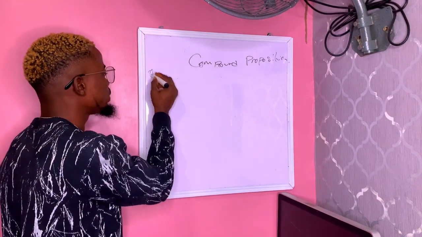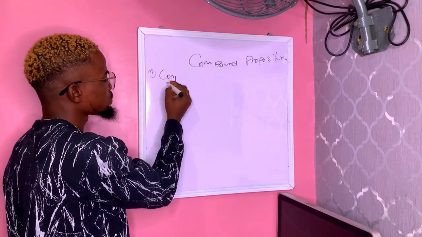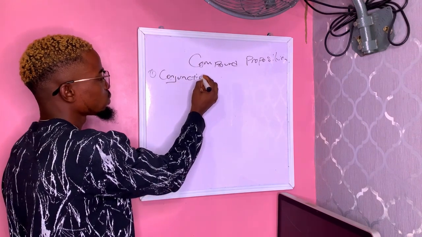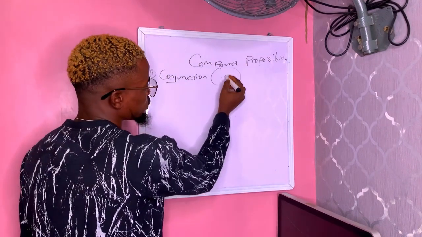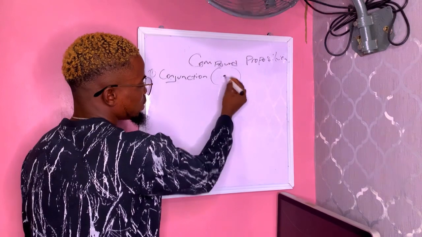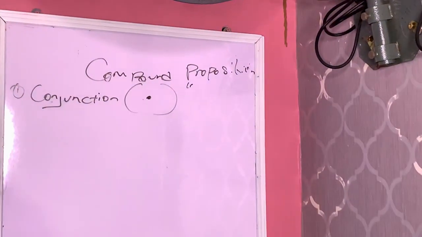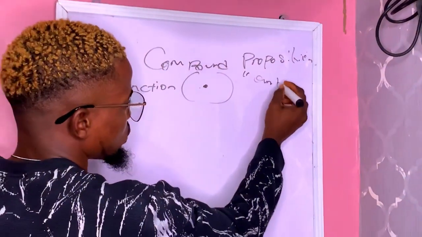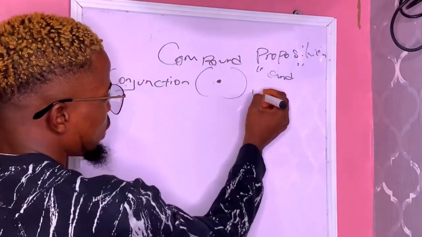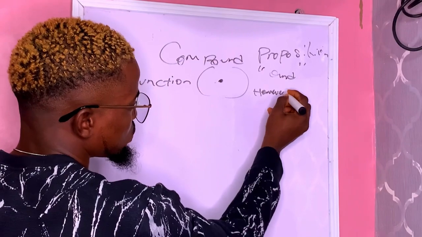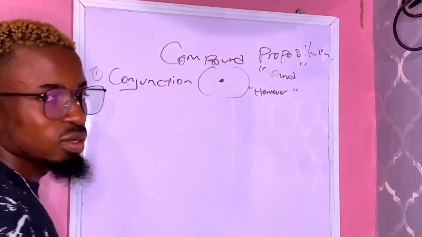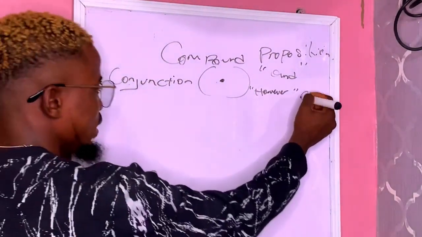Number one, we're talking about conjunction. This is the sign for conjunction. They call it dot. The English word that represents this sign, what we are symbolizing, is "and".